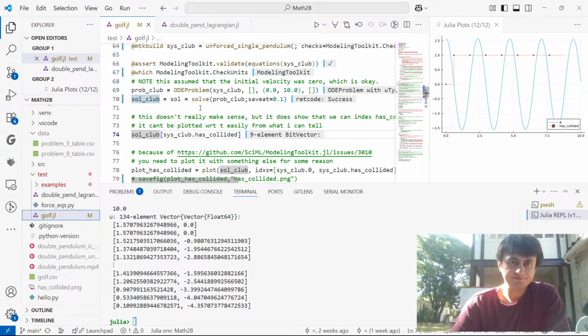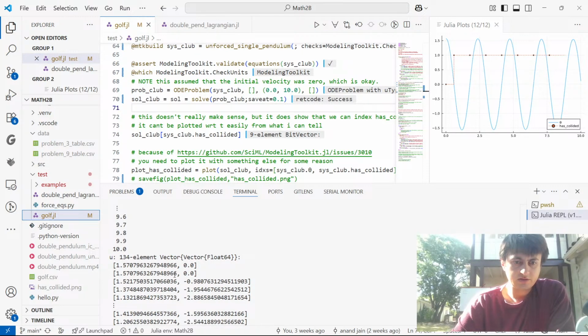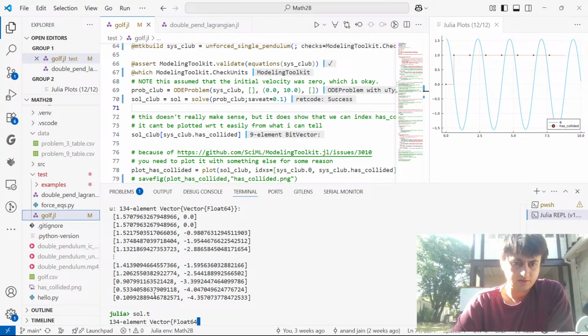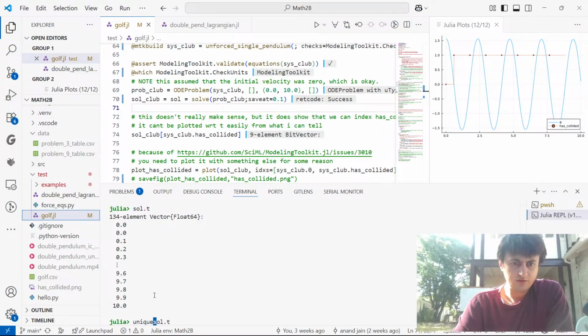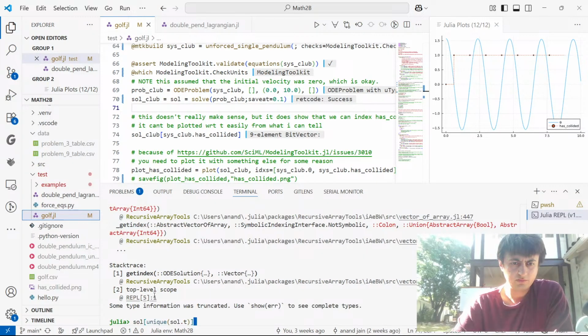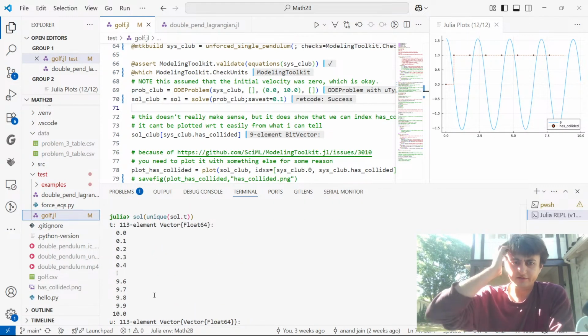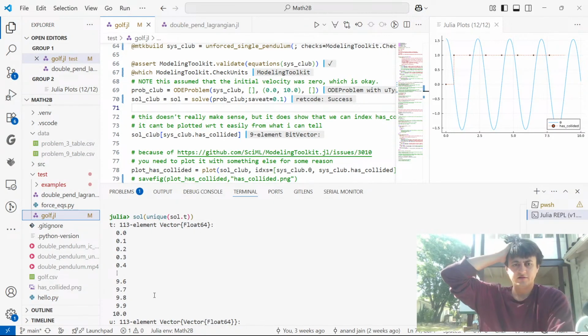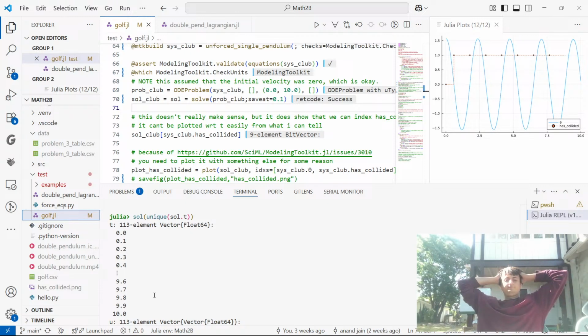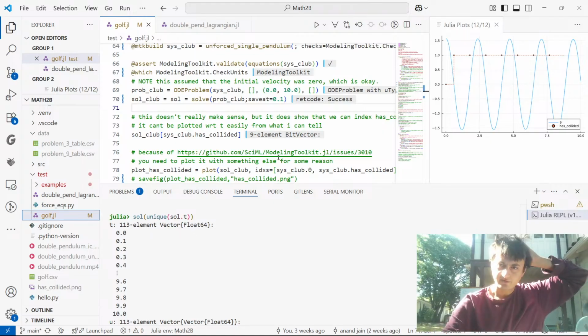What if I do this? Hold on. So unique. Oh. I don't even understand. How is that possible that it's 113? Oh, no, yeah, okay, it's 113 because that's how many crosses there were.